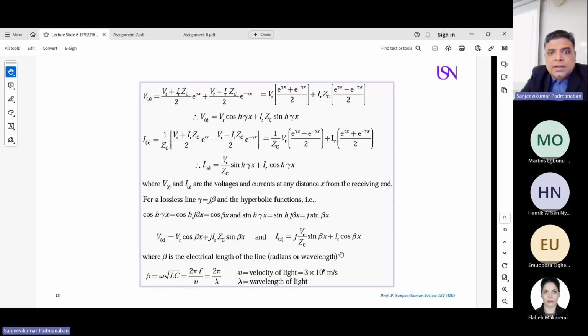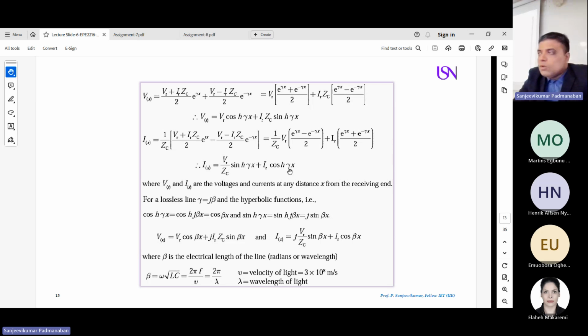Now I want to go inside and look at the voltage and current. The voltage along your transmission line is the receiving end voltage times cosh rho x, plus the receiving end current times ZC times sinh rho x. This is the formula for calculating your voltage. And this is the formula for calculating your current, which is VR divided by ZC times sinh rho x, plus IR cosh rho x. Here Vx and Ix are the voltage and current at any particular distance x; x can be 1000 meters, 2000 meters, and so on. Then you are able to calculate.